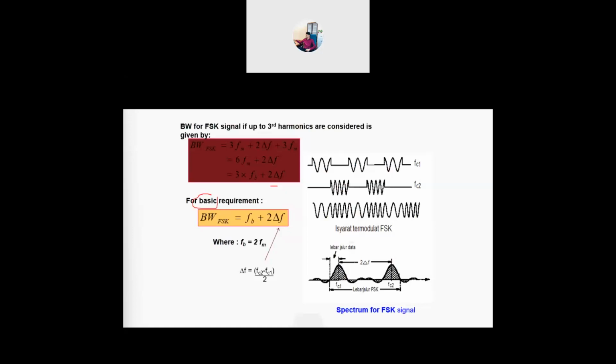So this one is the modulated FSK signal. Sorry, this is Malay. This one is the modulated FSK signal. This one is the bandwidth, the data bandwidth. So this is the bandwidth of FSK.